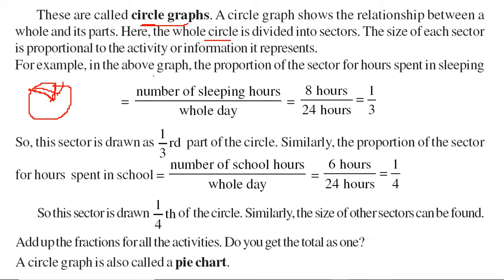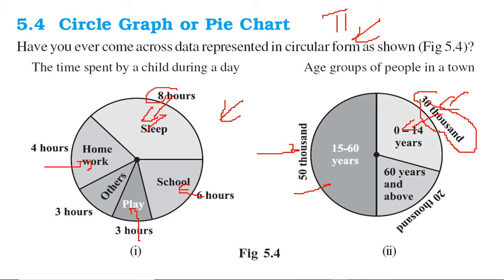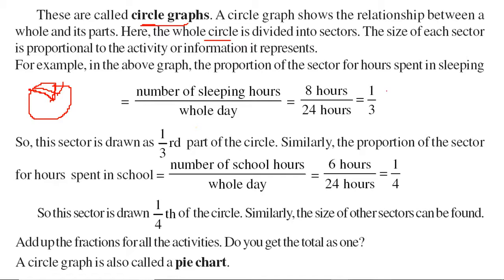For example, in this graph, let's find the proportion of the sector for hours spent in sleeping. This is sleeping, so this is 8 hours. The total number of hours is 24 hours. So 8 by 24. What do you get? We have 1/3 part of the circle, that is, 1/3 of the circle is given to the sleeping part. So this sector has been provided.